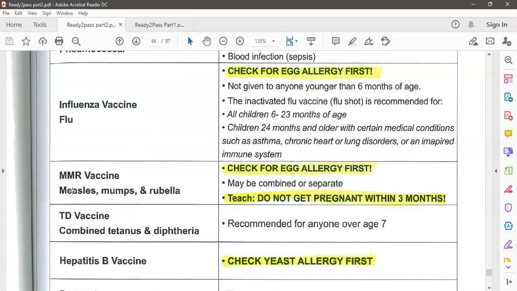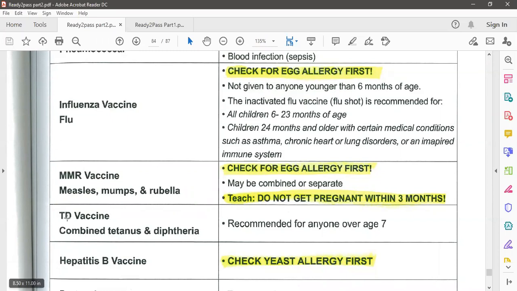MMR stands for measles, mumps, rubella. What you have to know for this: if your client has an allergy to eggs or neomycin, you never give them the MMR vaccine. It may be combined or separate. This is one vaccine for 3 diseases. You can give it combined or you can give it separately. MMR, how many doses? 2 doses, right? Do not get pregnant within 3 months. When the mother takes it, tell them not to get pregnant, because it can cause teratogenic effects to the children.